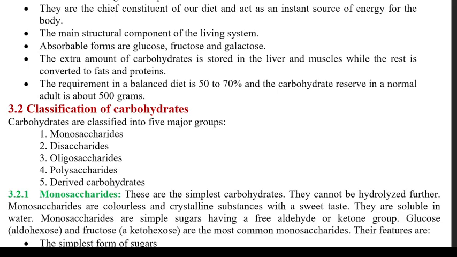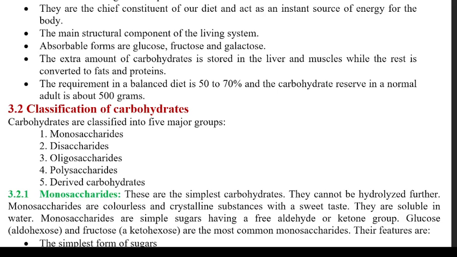3.2 Classification of carbohydrates. Carbohydrates are classified into 5 major groups: 1. Monosaccharides, 2. Disaccharides, 3. Oligosaccharides, 4. Polysaccharides, 5. Derived carbohydrates.